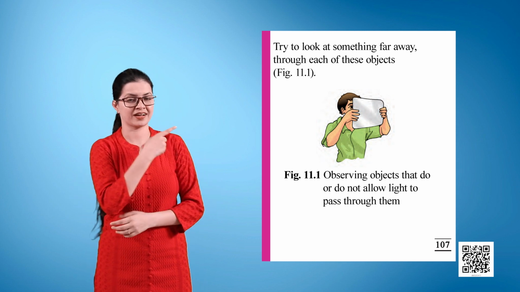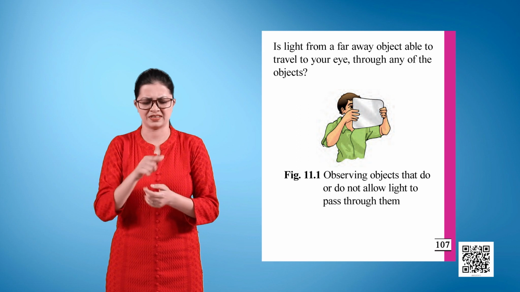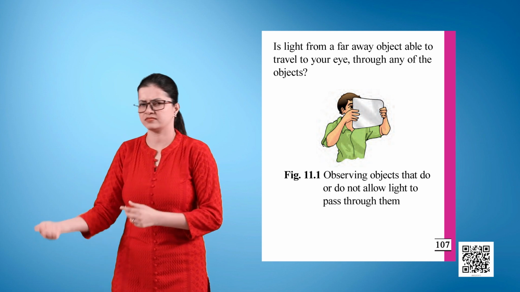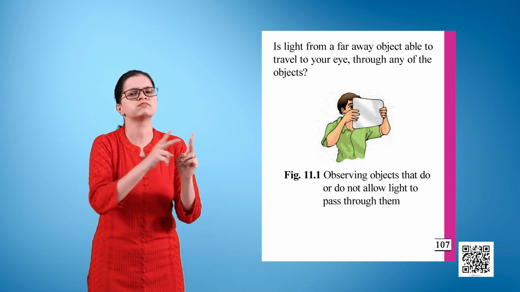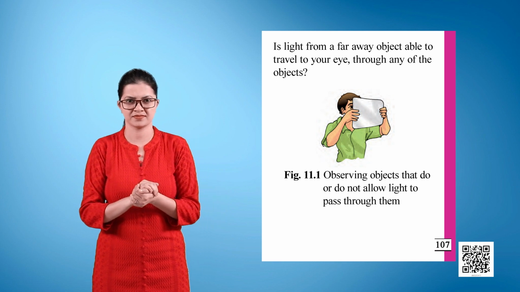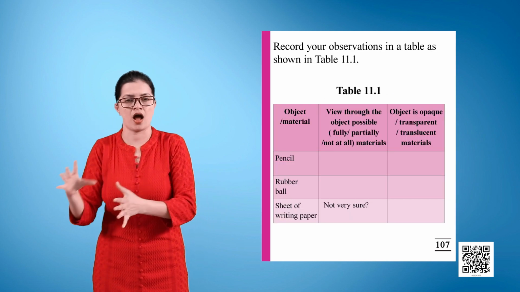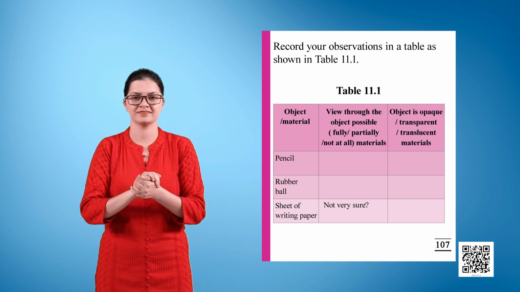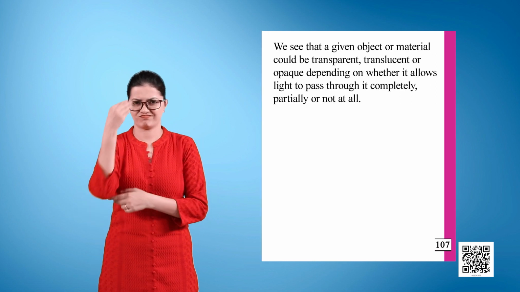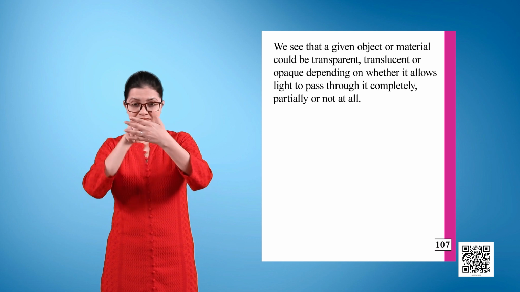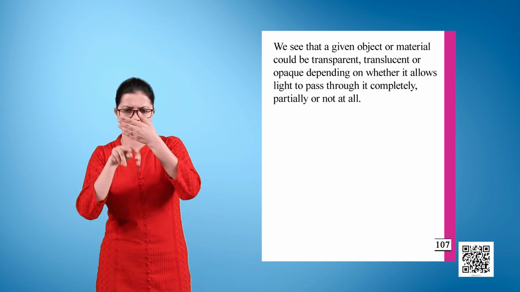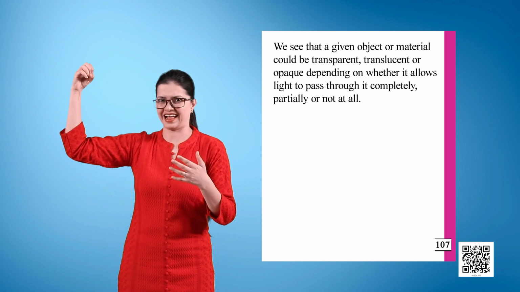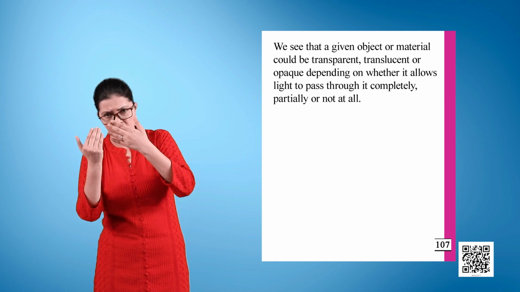Figure 11.1. Is light from a faraway object able to travel to your eye through any of the objects? Record your observations in a table as shown in Table 11.1. We see that a given object or material could be transparent, translucent, or opaque, depending on whether it allows light to pass through it completely, partially, or not at all.